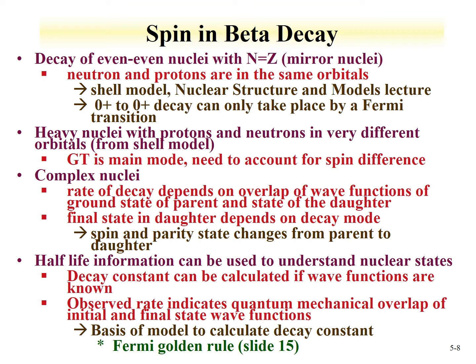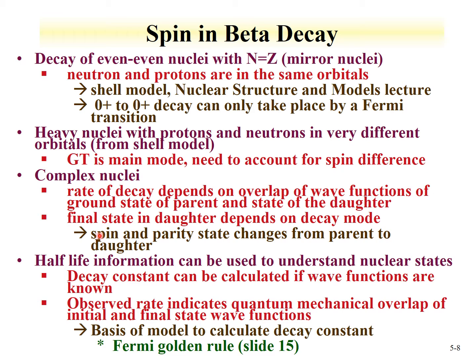Now, these nuclei can be rather complex, where the rate of decay depends upon the overlap of the wave functions of the ground state of the parent and the ground state of the daughter. So what's the probability of getting from the ground state of the parent to a state in the daughter?